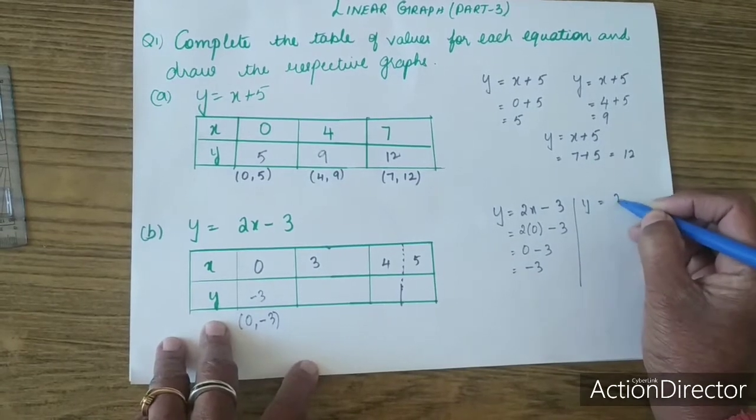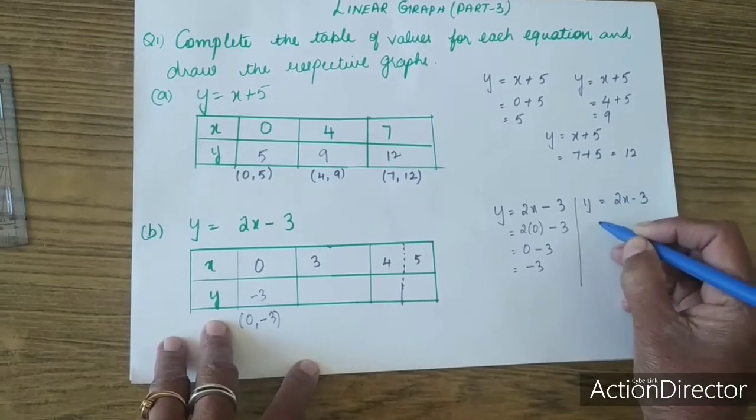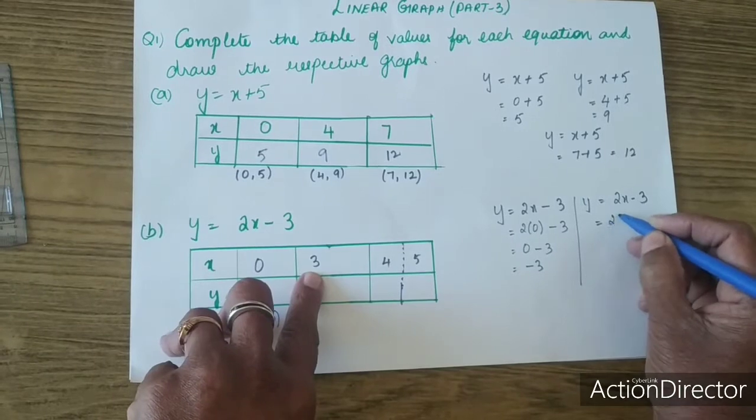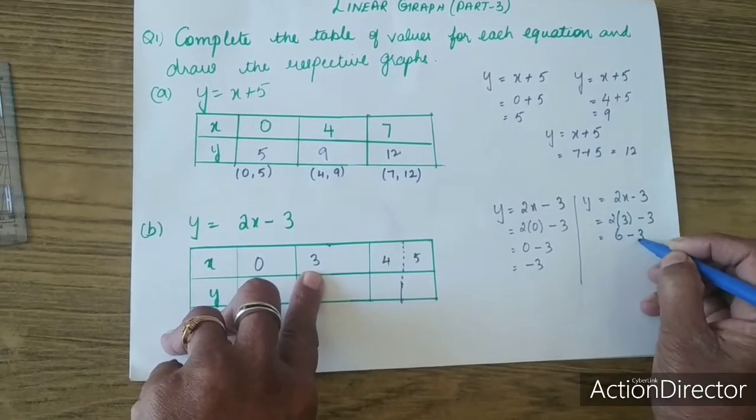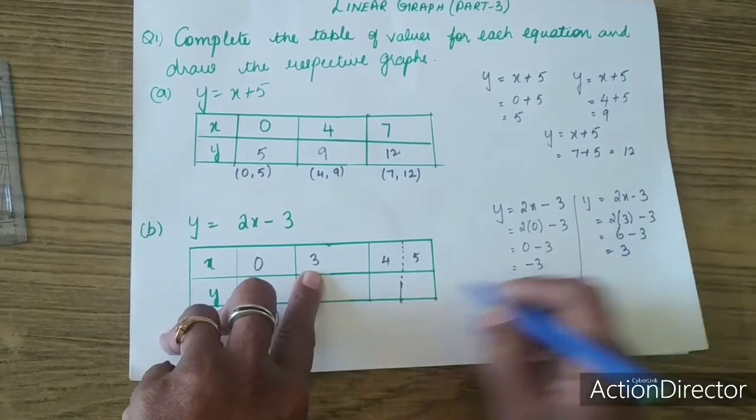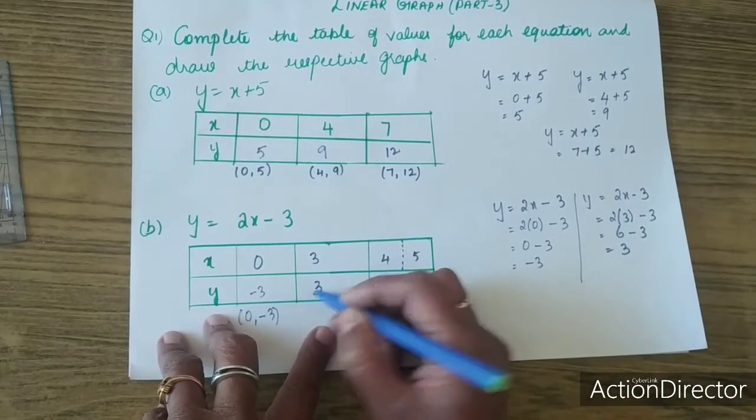Second one, y is equal to 2x minus 3. The value of x is 3. So 2 into 3 minus 3. It is equal to 6 minus 3. It is equal to 3. So the value of y is 3.